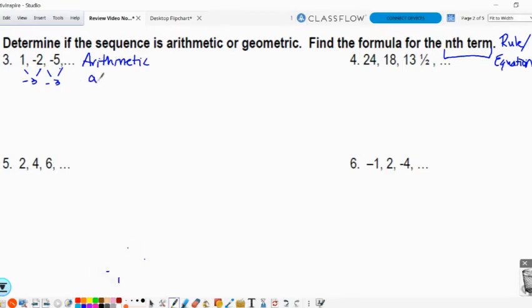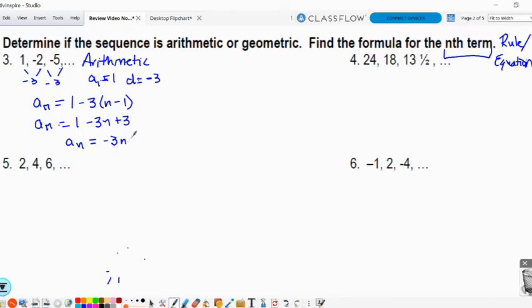We know that the first term is 1. Our common difference is negative 3, and that's all we need to fill in to write that general form. We can distribute and simplify. And that would give us a sub n equals negative 3n plus 4.